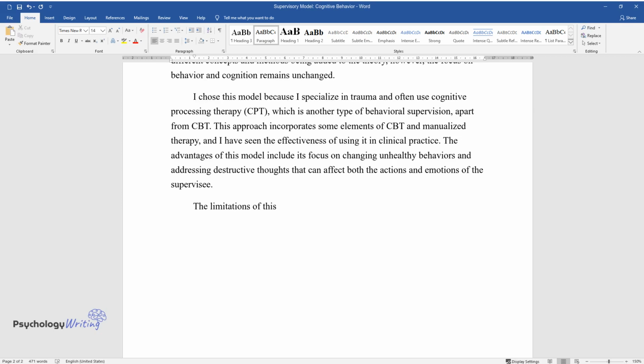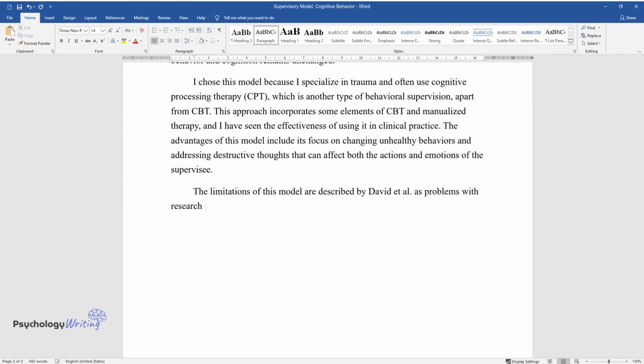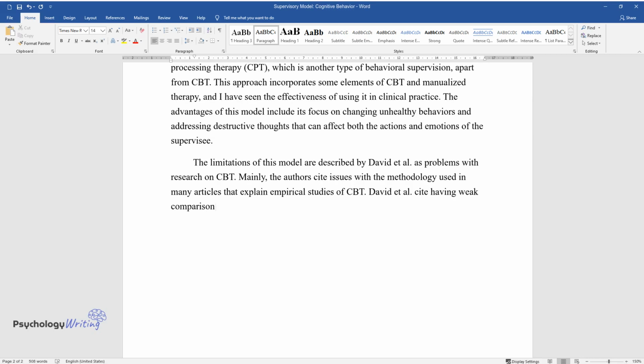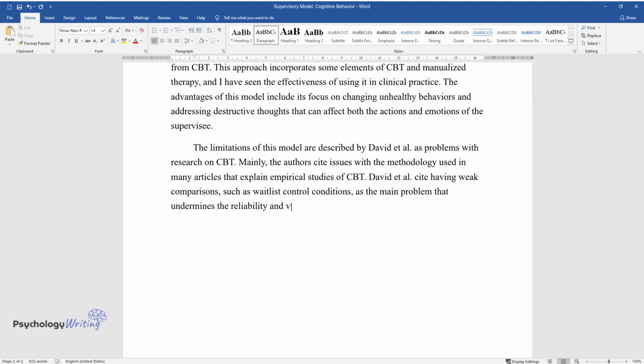The limitations of this model are described by David et al. as problems with research on CBT. Mainly, the authors cite issues with the methodology used in many articles that explain empirical studies of CBT. David et al. cite having weak comparisons, such as waitlist control conditions, as the main problem that undermines the reliability and validity of many CBT studies.